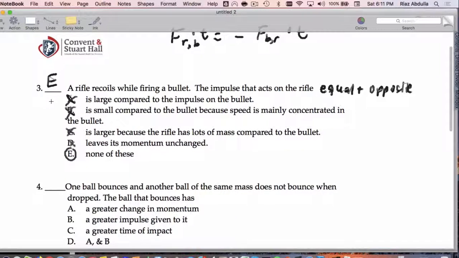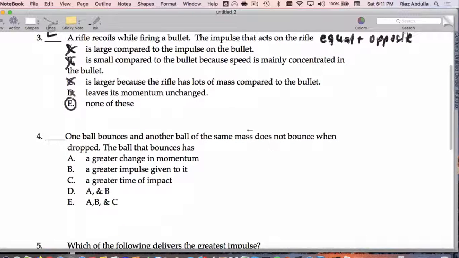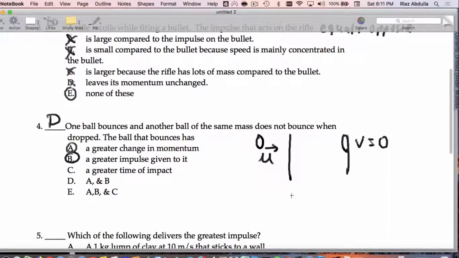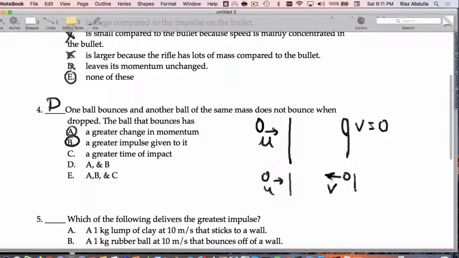All right. One ball bounces and another ball the same mass does not bounce when dropped. The ball that bounces actually has a greater change in momentum and a greater impulse given to it. Let's talk about why. So first, let's look at the ball that does not bounce. So it goes in at a speed u, and then it sticks. So v equals 0. Now let's look at the one that goes in at a speed u and bounces back at a speed v. And again, since there's an arrow, that means that there's a negative speed.